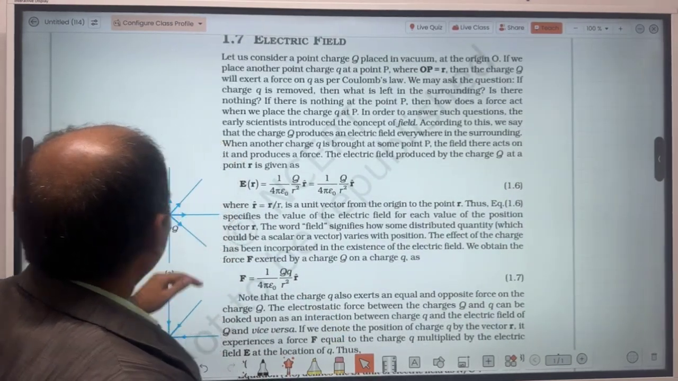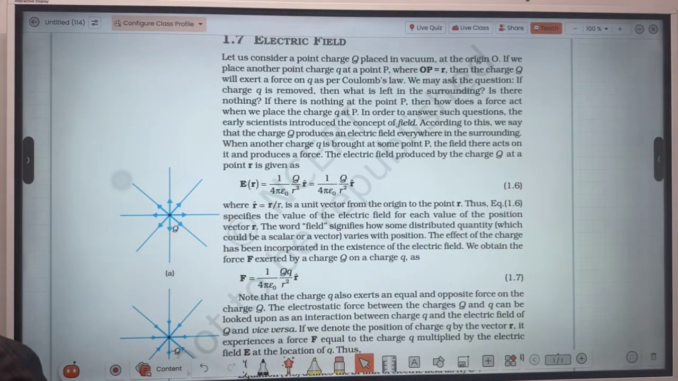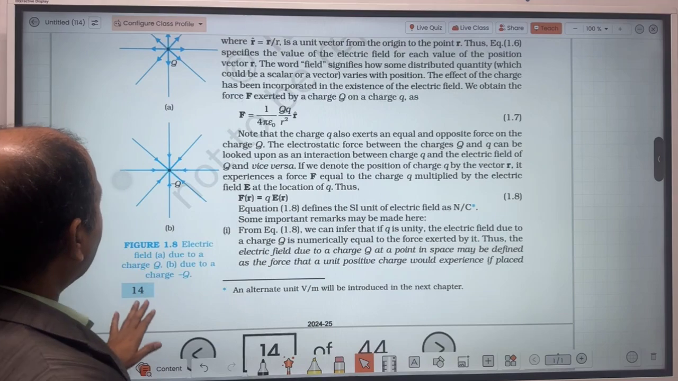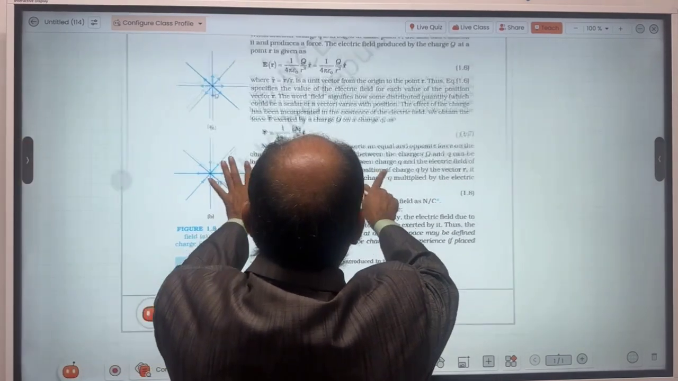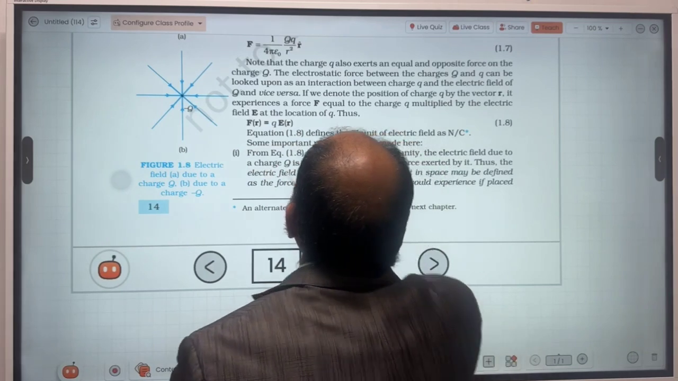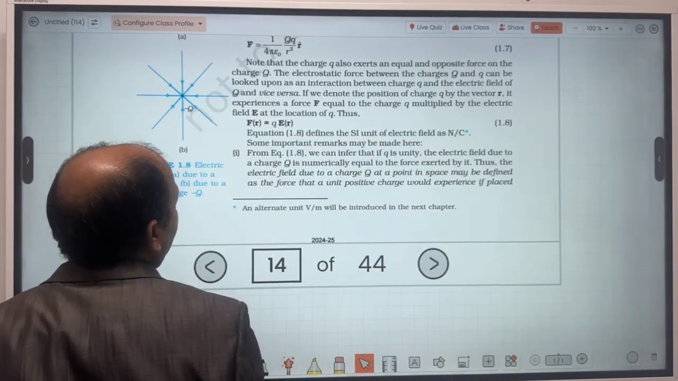So we will see that here the same thing is given. This is a positive charge, so the direction of the field is outward. This is a negative charge, so the direction of the field will be inward. And the relation, as I have told you, is that F upon Q gives the electric field.